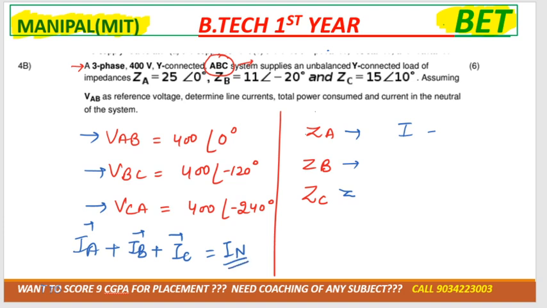Okay, ideally neutral current should be equal to 0. That means there is no leakage. If there is some amount of current flowing in neutral, that means there is some leakage over there. Okay, clear?